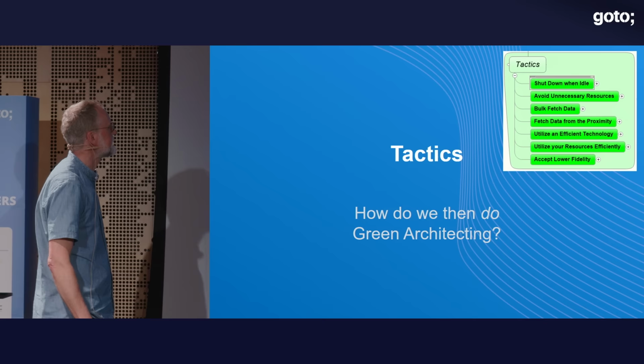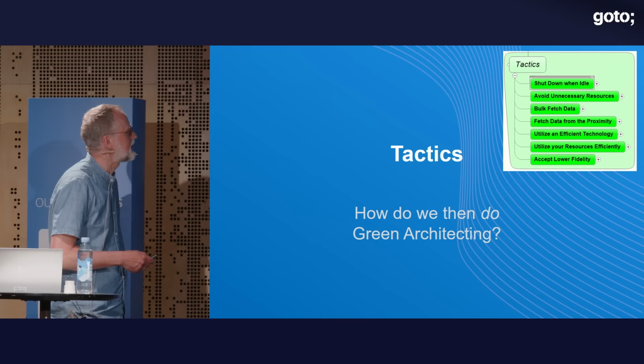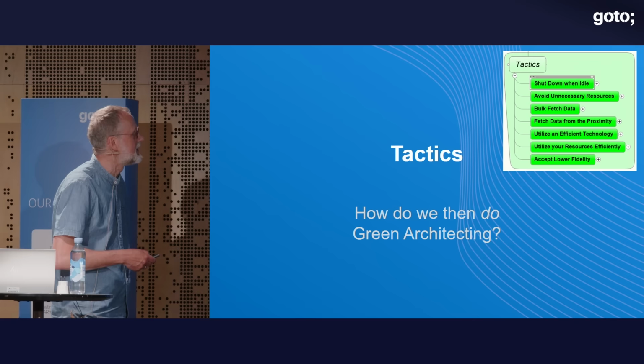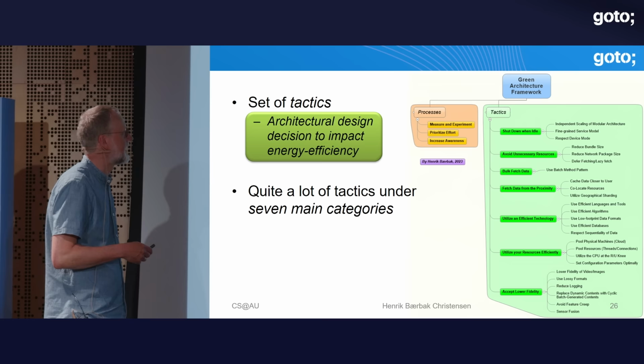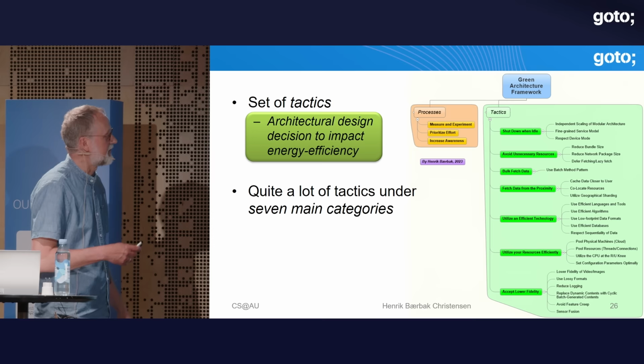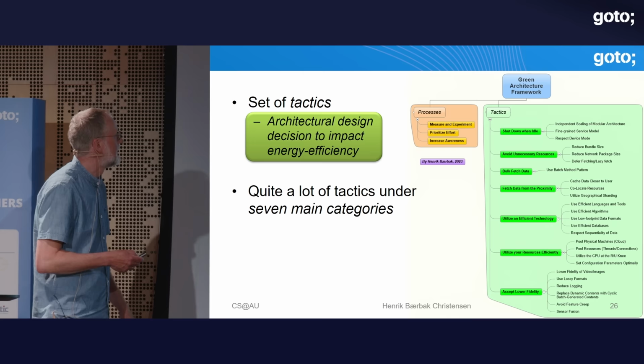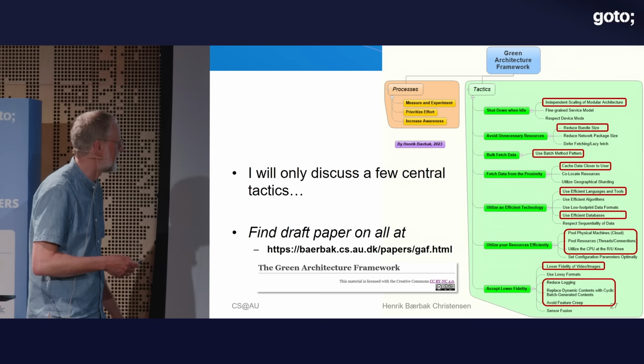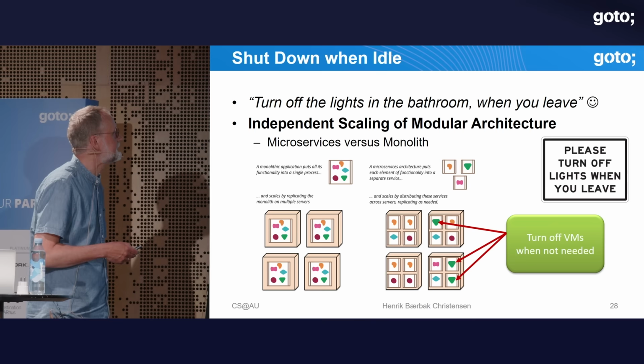Okay, so we're coming to the tactics session. What do we do when we sit at the keyboard? What do we do when we draw nice diagrams at the blackboard and discuss? So I'm trying to unfold all these. There's a lot of different things you can do. I'm going through some of them. But they are under 7 main categories, which we'll walk through. But again, find all the details in the paper, and please give me feedback on all of them. So I'll go through some of them.